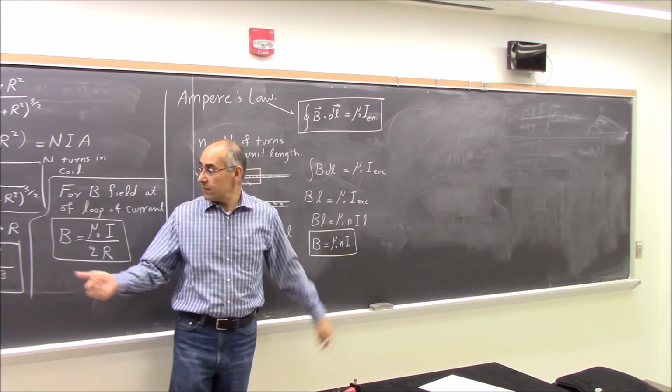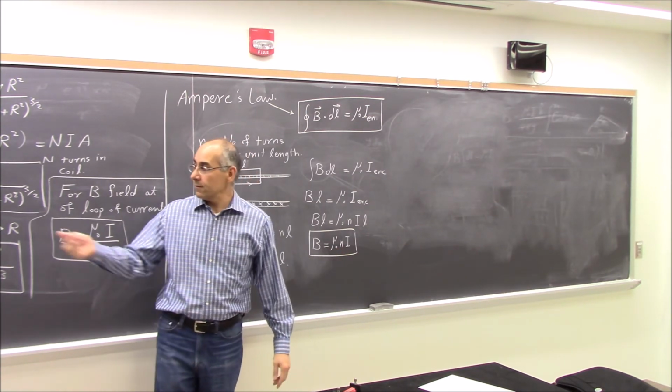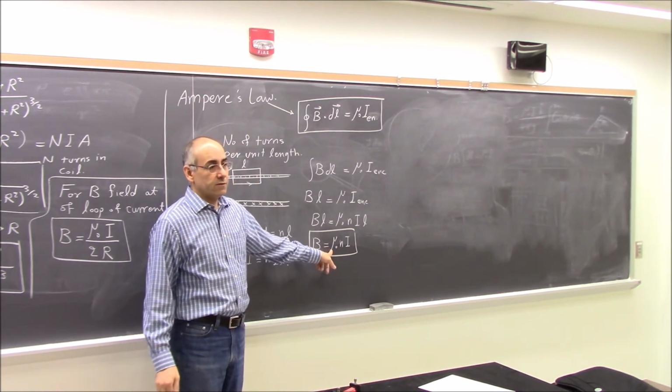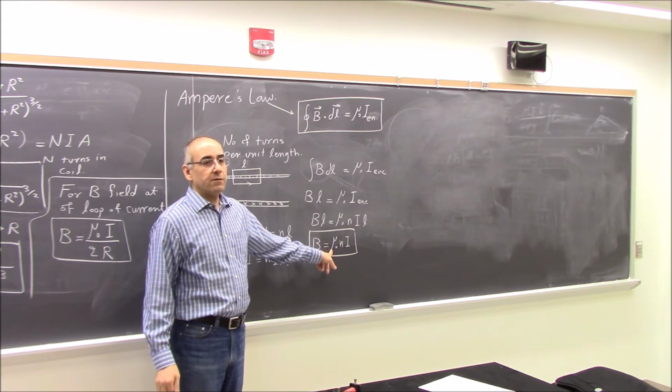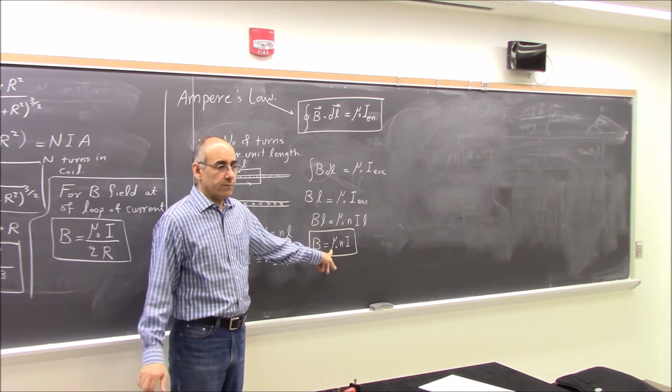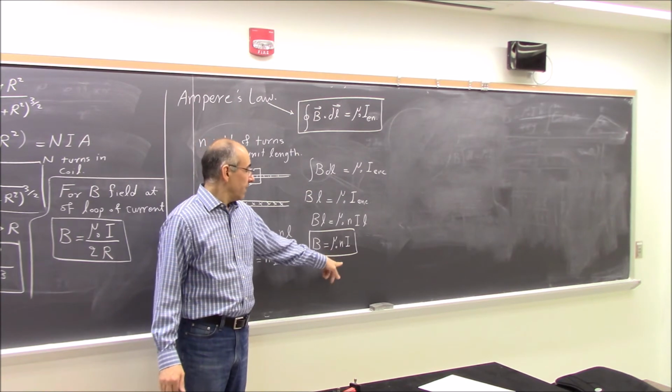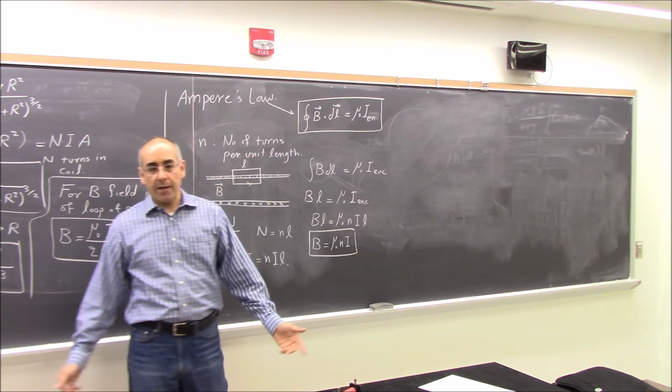Mu naught is a very small number. Mu naught is 4 pi times 10 to the negative 7, which is about 10 to the negative 6, because 4 pi is about 12, right? And I is the current in amps.